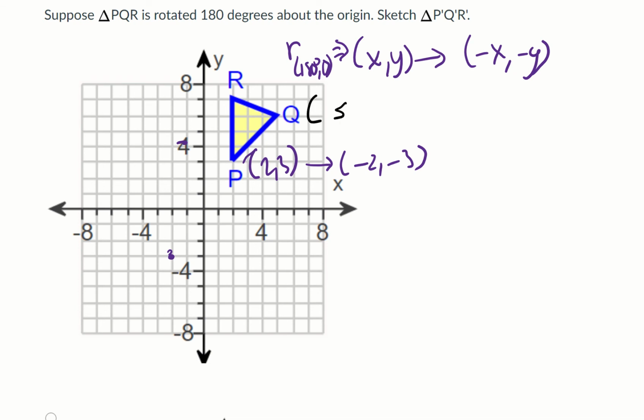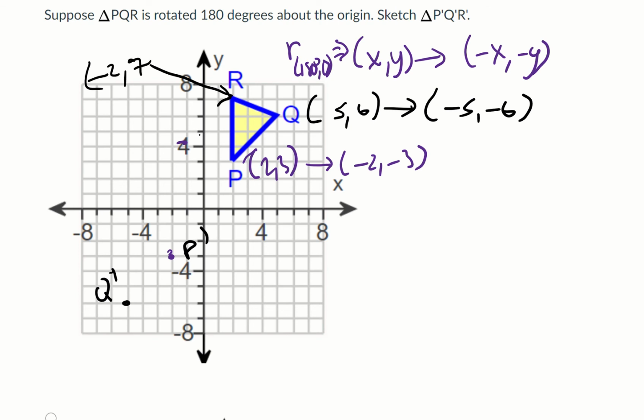So Q is 5, 6, and that transforms to negative 5, negative 6. That'd be Q prime, P prime, and then R is negative 2, 7, so that's going to become positive 2, negative 7. Oopsie, I don't know why I said R was negative 2. R is positive 2, and then positive 7. So that's going to turn into negative 2, negative 7.